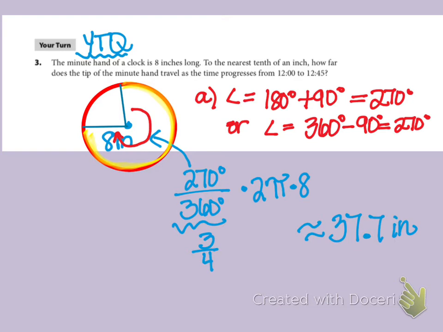So 180 plus 90 is 270, or you could think about it instead as that there's 15 minutes or a quarter hour left to go. So that's 3/4 or 360 minus 90 degrees, which is 270. So that 270 degrees of the full 360 is basically saying we want 3/4 of the circumference, and that's 37.7 inches.